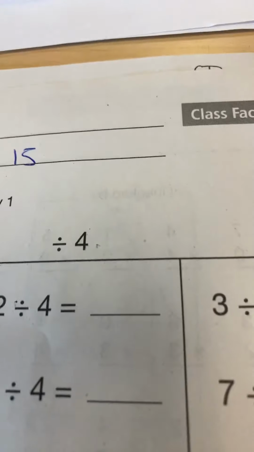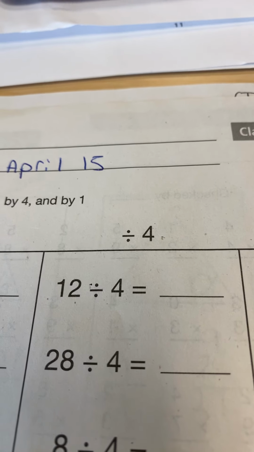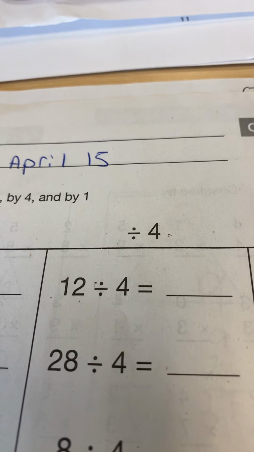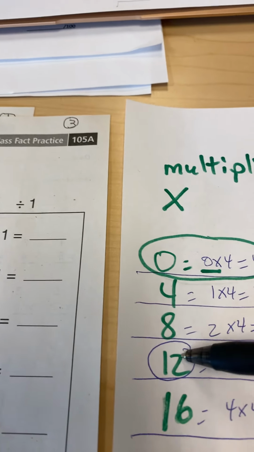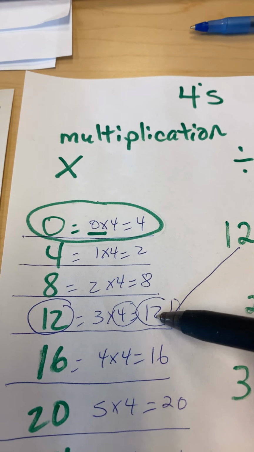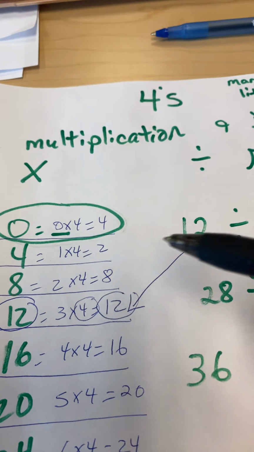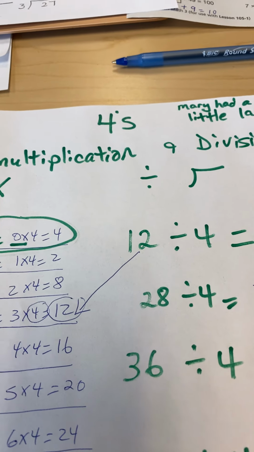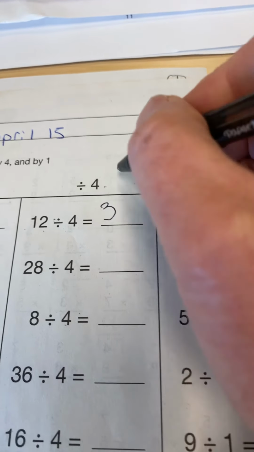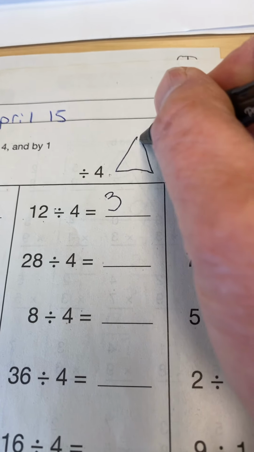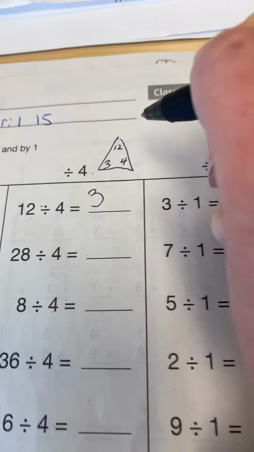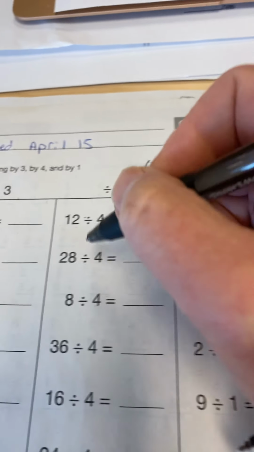Right, so our first problem is 12 divided by 4. This is just like the triangles. So we could have a triangle or we could have it like this. So I go to the 12. 12, I have the factors of 4 and 3. So I have 12 divided by 4 equals 3. And I'm going to put that over here. This is just like the triangle. So I'm going to put 12 divided by 4 equals 3. It's the same thing.